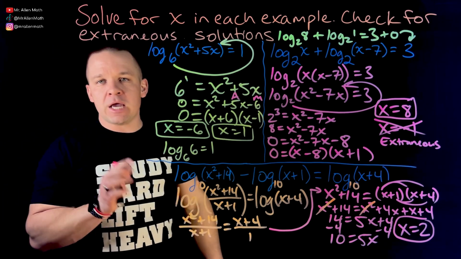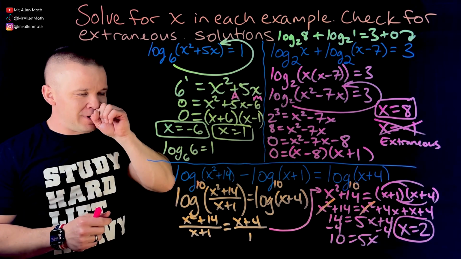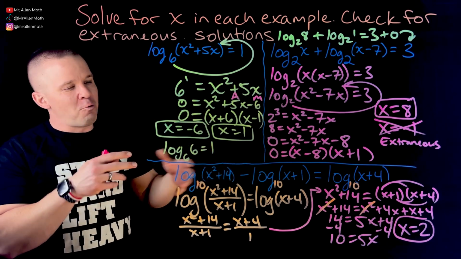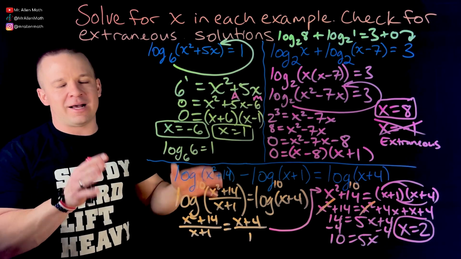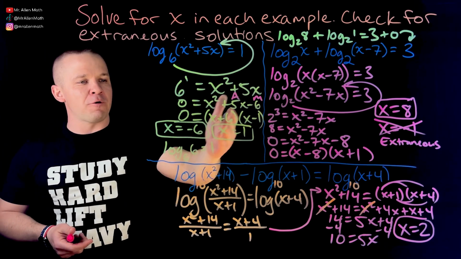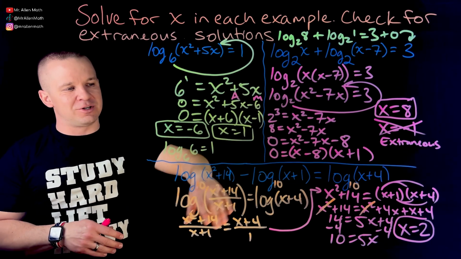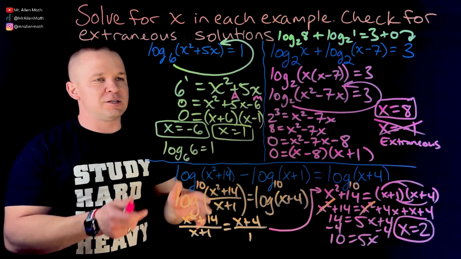It would be kind of a mean move to give you an extraneous solution when it was a result of, it would be a whole thing. Anywho, I'm looking for positives inside my logarithms. This one's good to go. X equals 2 is perfect.